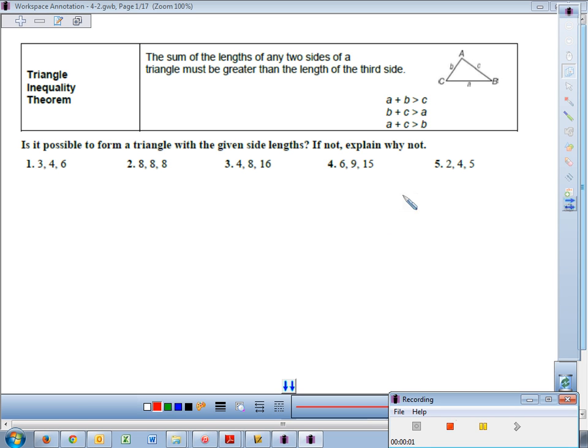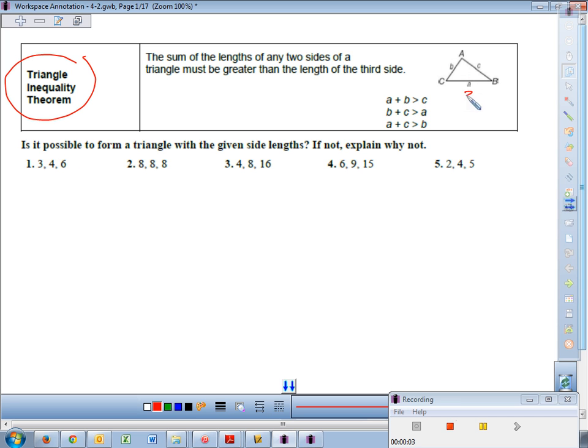Today's 4-2 in advanced geometry, we're doing the triangle inequality theorem, which says that if you take a triangle, any two sides, it really says any two sides, if you add them together, it will be greater than the third side. So like, I'm going to make up some numbers here. Let's just use this first problem and see if it works.